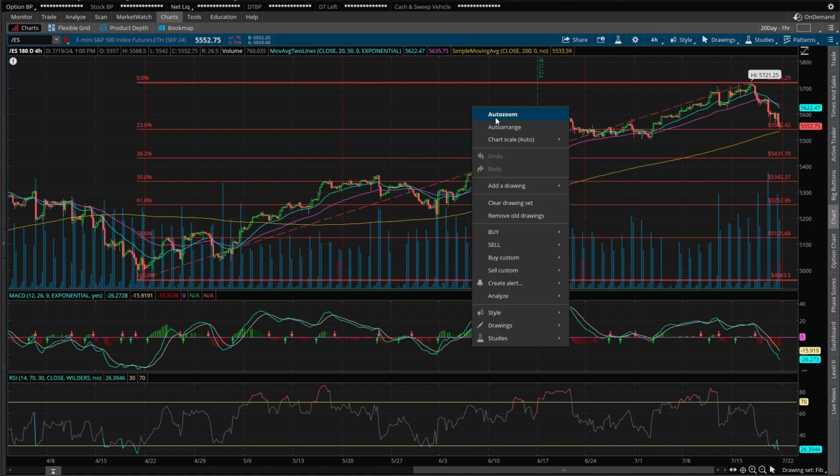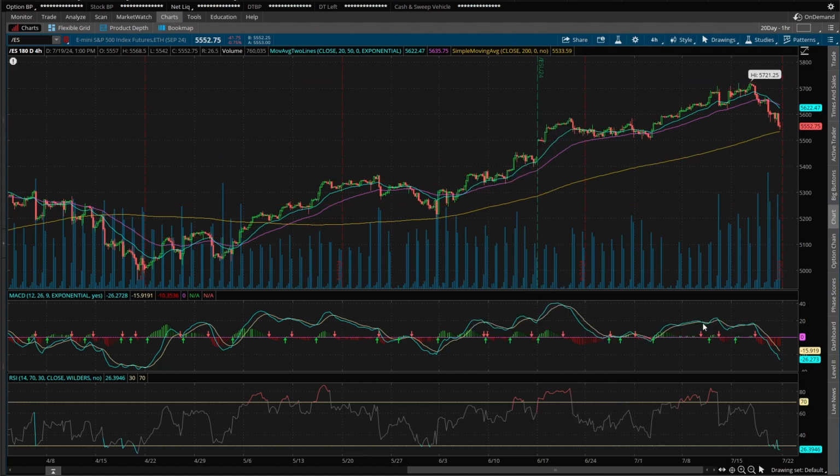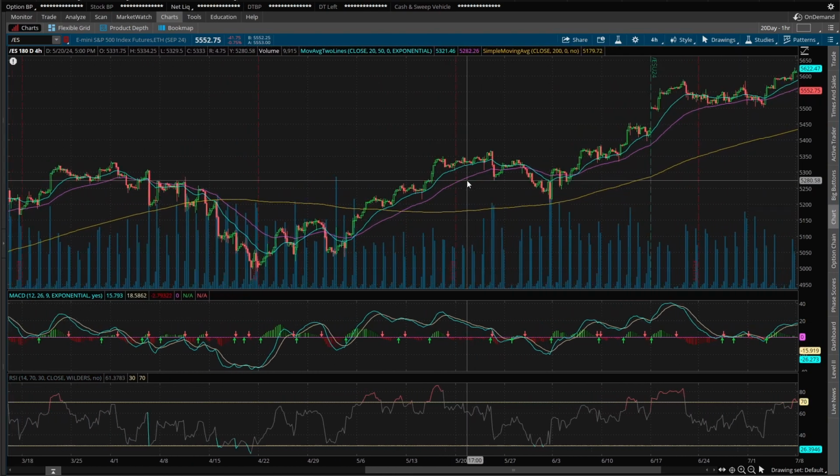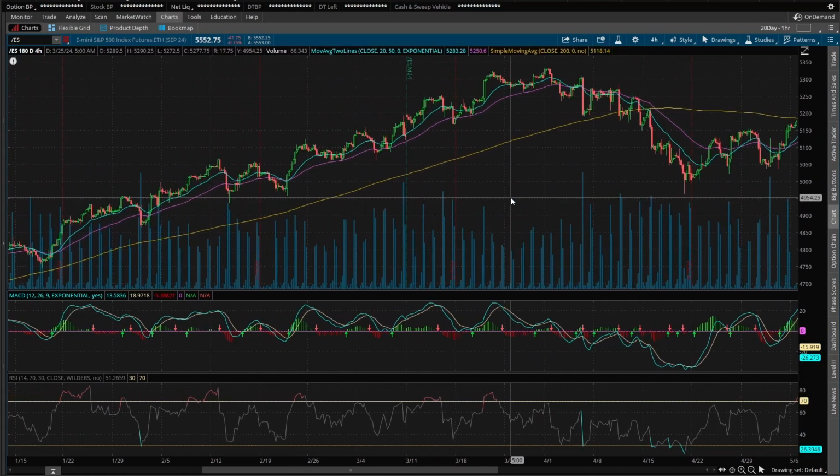And if we want to compare how that looks to the last trend, let me go to default here, roll back, and I'll show you how you can draw that in your chart if you're unfamiliar.